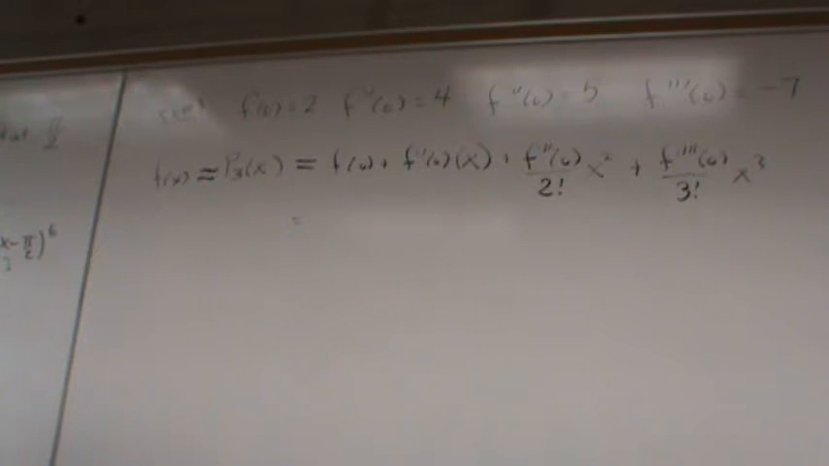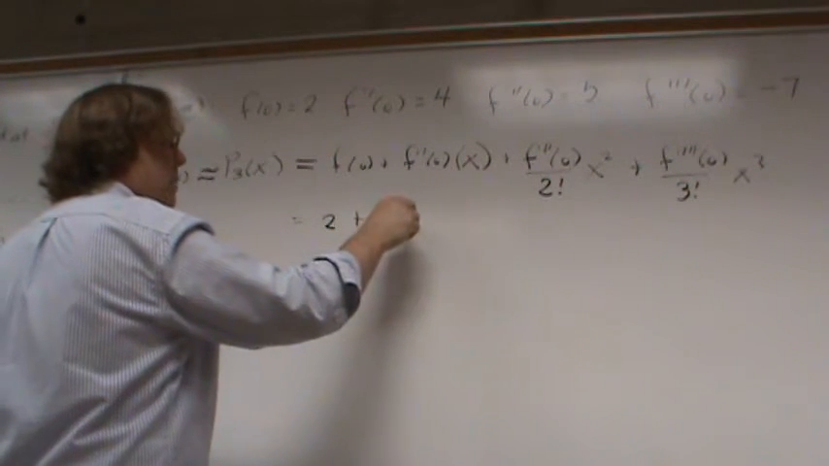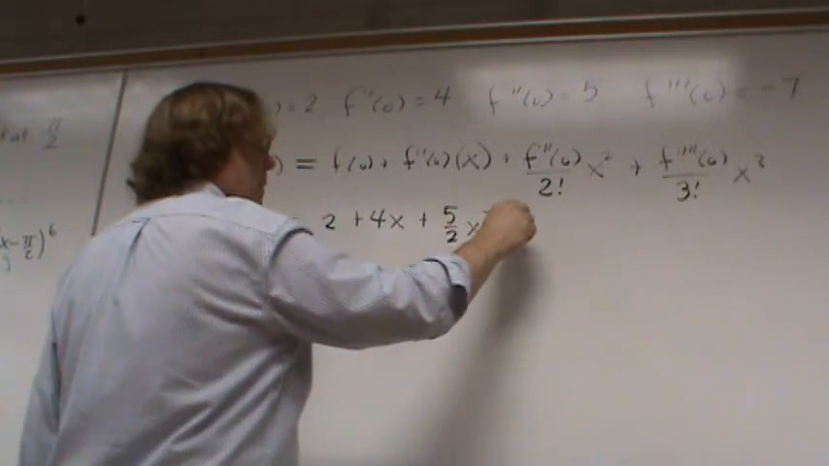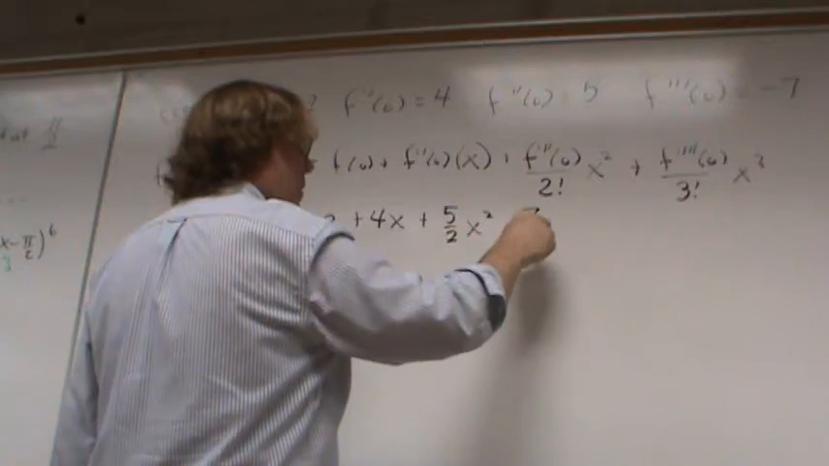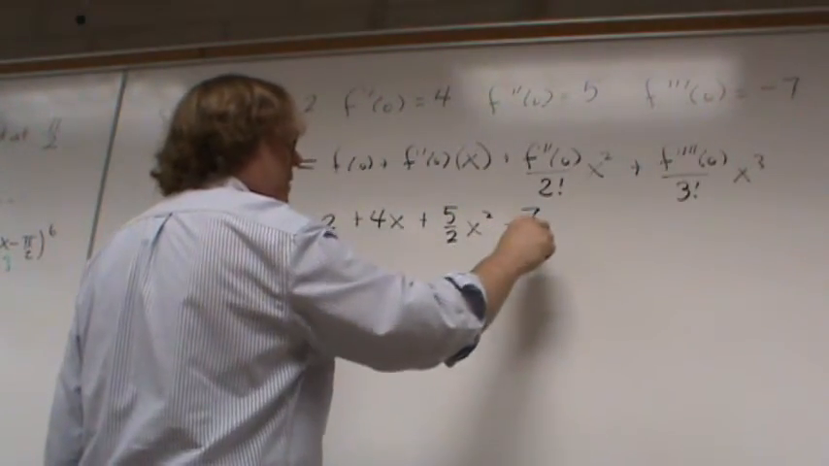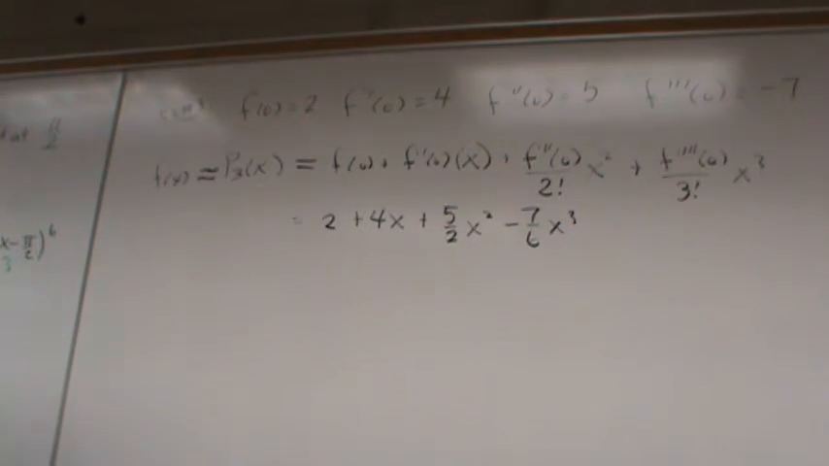It is centered at 0. Do you mind if I just call 3 factorial 6? Okay, how many people got 2 plus 4x plus 5 halves x squared minus 7 sixths x to the third? Yay, right? Good enough for those of you who got it. Any question or problem on this?